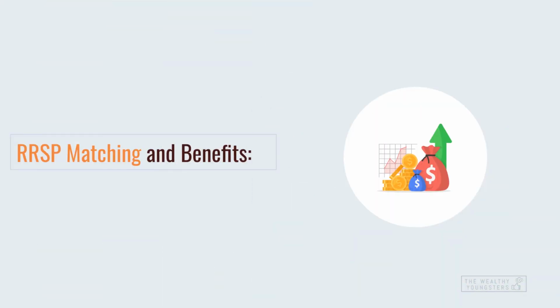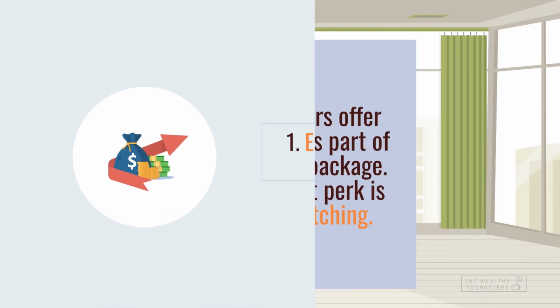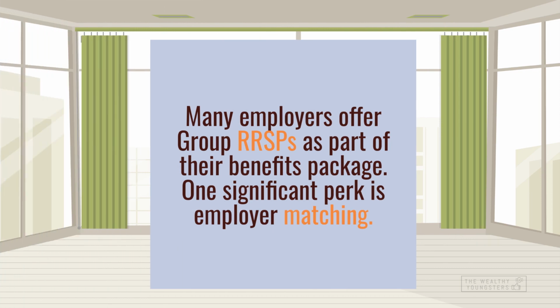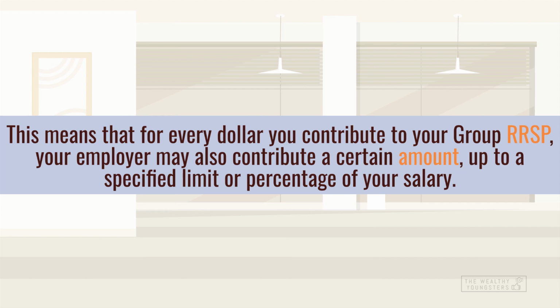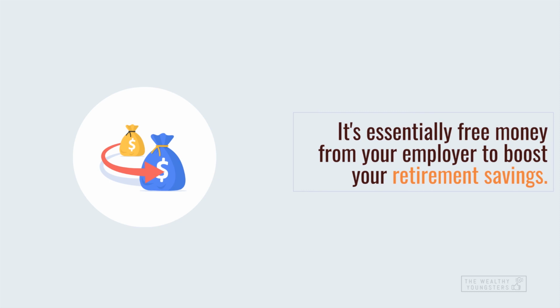RRSP matching and benefits. Employer matching in group RRSPs. Many employers offer group RRSPs as part of their benefits package. One significant perk is employer matching. This means that for every dollar you contribute to your group RRSP, your employer may also contribute a certain amount up to a specified limit or percentage of your salary. It's essentially free money from your employer to boost your retirement savings.